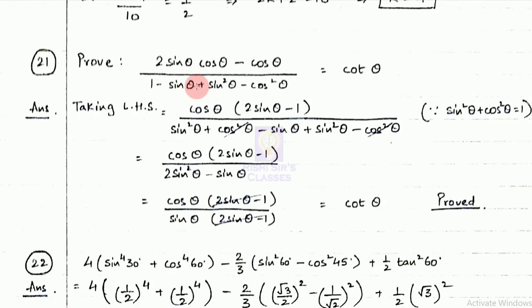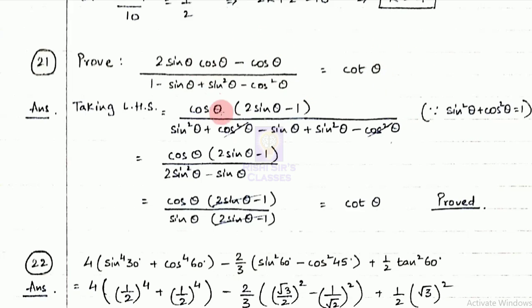That is the question of trigonometry. Prove that (2 sin theta cos theta minus cos theta) upon (1 minus sin theta plus sin square theta minus cos square theta) is equal to cot theta. Whenever you are getting these type of questions, take LHS first, simplify as much as possible and try to convert all of them in terms of the right hand side, means in terms of cot, as it is over here.